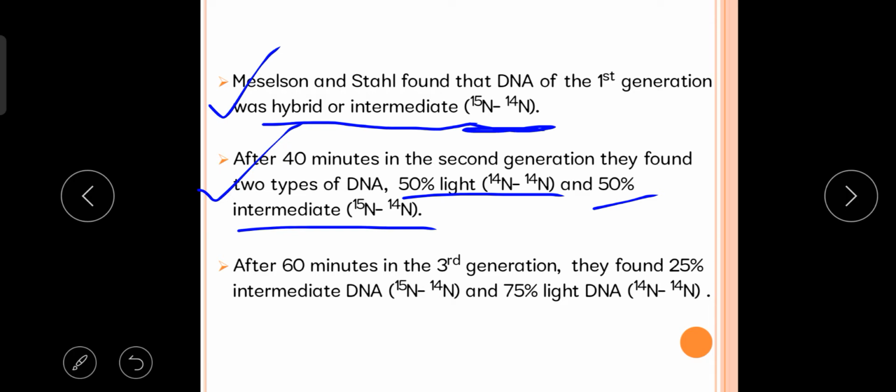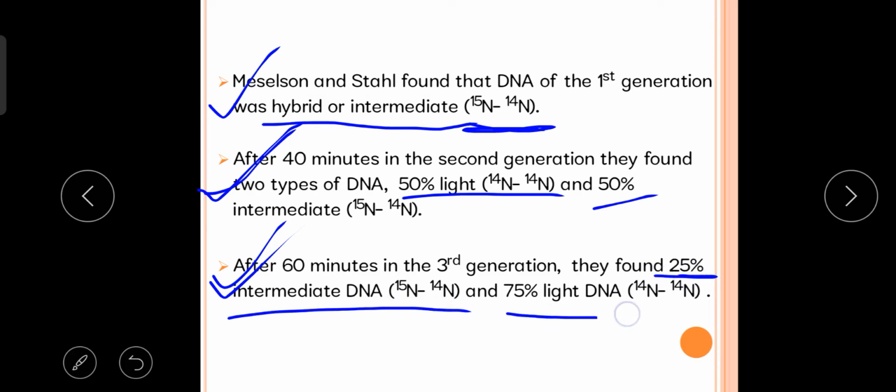That means new medium is 14N. Remember, the new medium is 14N, where Meselson and Stahl transferred the bacteria from the 15N medium. So after 20 minutes the first generation, after 40 minutes the second generation, and after 60 minutes this is the third generation, where they found 25% intermediate and 75% light DNA molecule. That means gradually the number of light DNA molecule increases, whereas the intermediate or hybrid DNA molecule decreases.